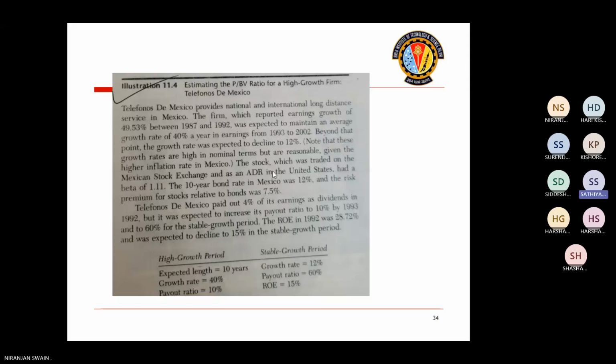Sir, in this one there are two 5-year values. One is the growth of 49.53 and the next 5 years we have 40. So should this be considered a three-phase model? No, these are two parts. The high growth period is 10 years. We take the high growth period as 10 years.